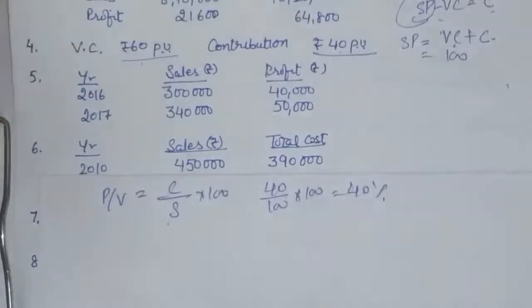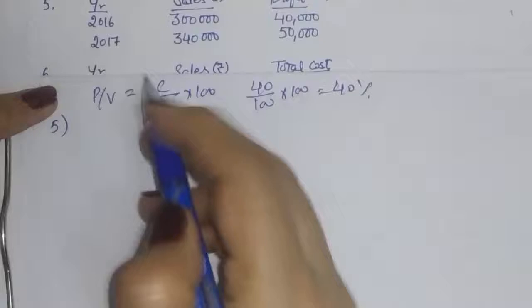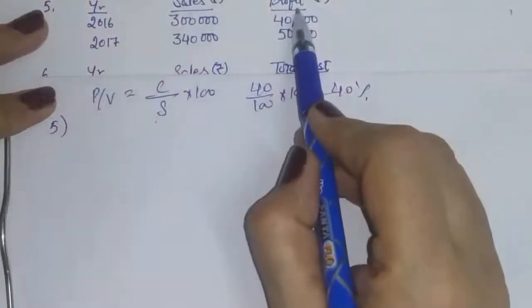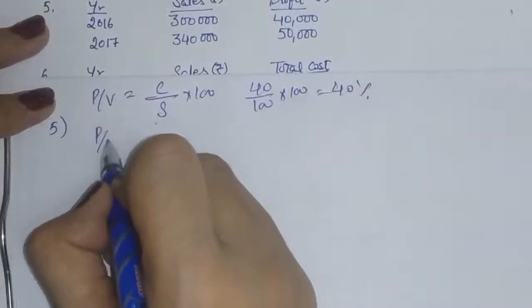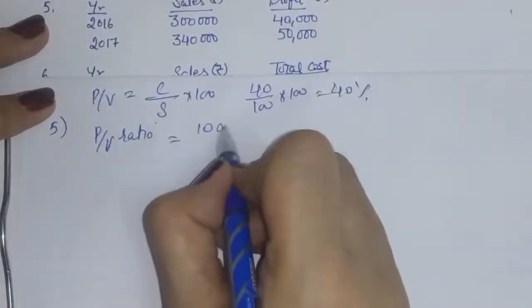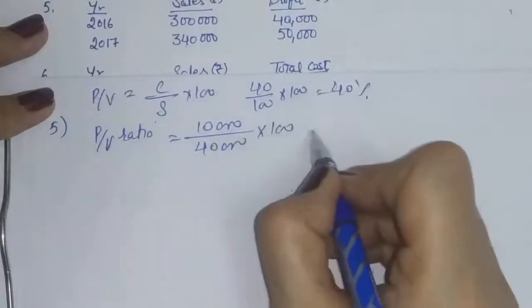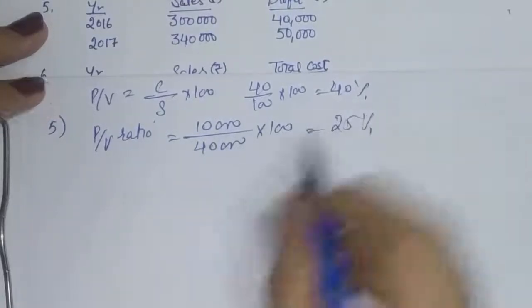Then next is fifth question. Again we are given sales and profit. So in order to calculate PV ratio, we will be taking change in profit. Now change in profit is 10,000 and change in sales is 40,000. So we will apply this formula, that is 25%.